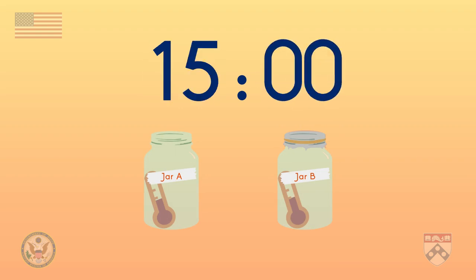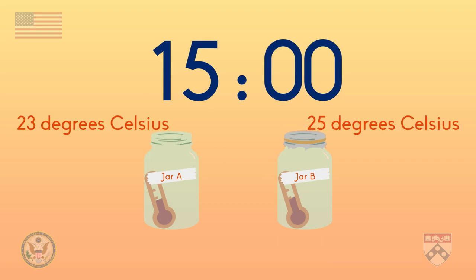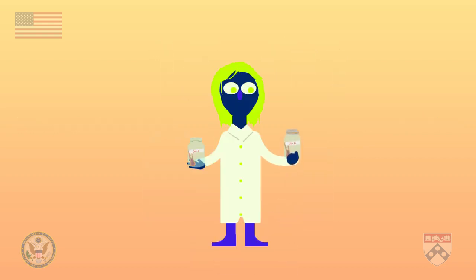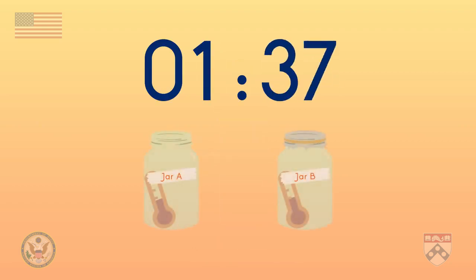Halfway point, 15 minutes is up. After 15 minutes, jar A's temperature is still 23 degrees Celsius. However, jar B's temperature is now 25 degrees Celsius. Why do you think jar B's temperature is increasing faster than jar A? Write a few observations or notes on your warming experiment chart.